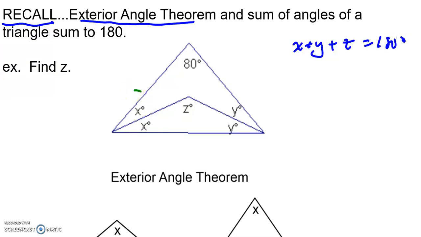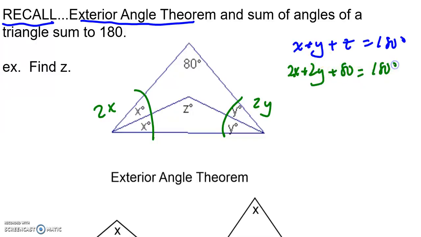And because we have the larger triangle as well, this whole angle is 2x, this whole angle is 2y. So another equation could be 2x plus 2y plus 80 equals 180. And if we simplify this green equation a little bit and divide everything by 2, we can get x plus y plus 40 equals 90, or x plus y itself equals 50.